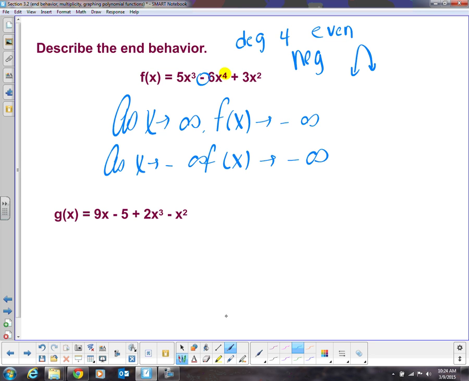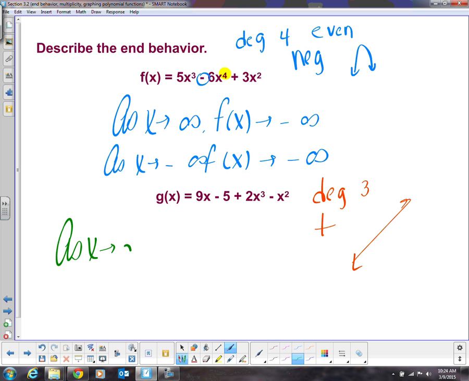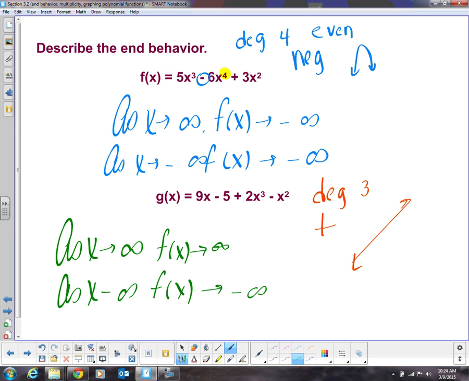All right, if we look at this one, what is the degree? The degree is 3. And is it positive or negative? Positive, which means we should be rising. So that means as x approaches positive infinity, f of x approaches what? As x approaches negative infinity, f of x approaches what? You got it? Okay, so we're good.